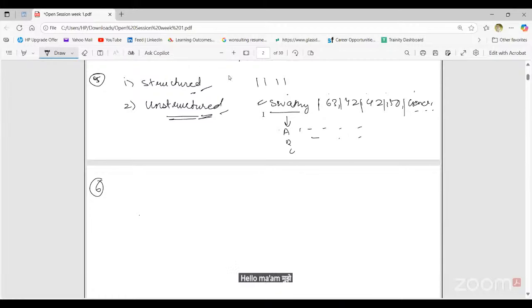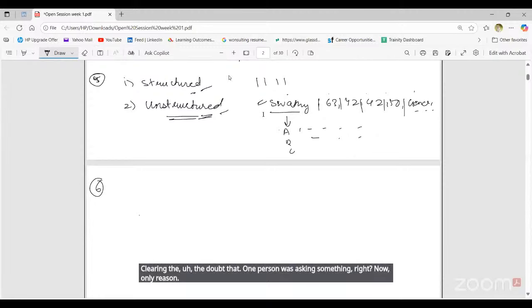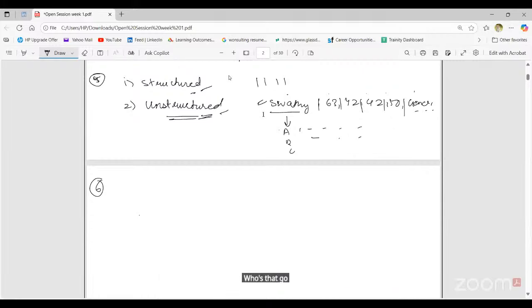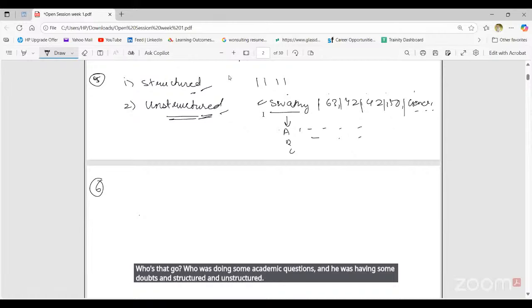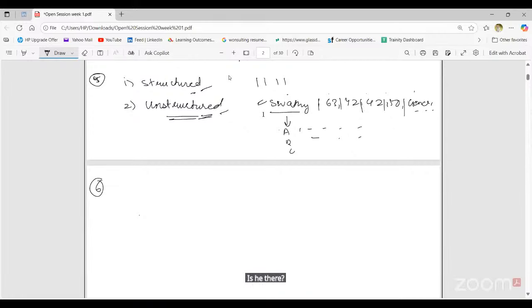Ma'am, I'm just clearing the doubt that one person was asking something, right? Who is that guy who was doing some activity questions and he was having some doubt of structured and unstructured? Is he there? Yes, ma'am. Now is it clear or you want me to clear it? Like ma'am, phone number, email address, image files.